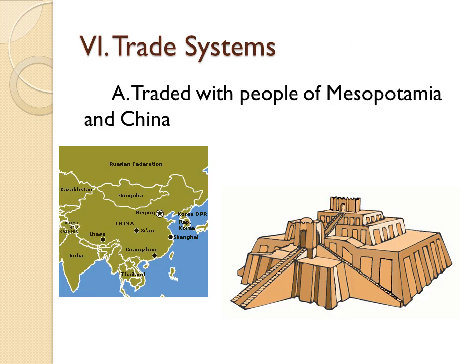Trade systems. The people of India traded with Mesopotamia, and you see the ziggurat on the right, and the people of China. And if you look at the map, you see India is in the bottom left corner, and China is in the middle. So they're not that far apart. However, they are divided by the Himalayan mountains.